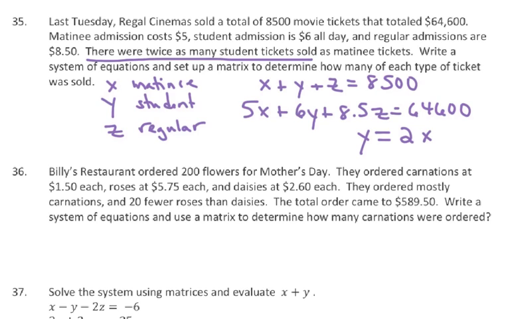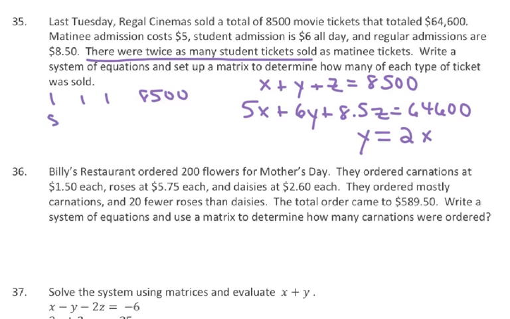All right, there's my system. Now the question is, what's my matrix? I'm going to get rid of this. So my first row, 1, 1, 1, 8,500. My second row, 5, 6, 8.5, 64,600. Well, what's my last row going to be?